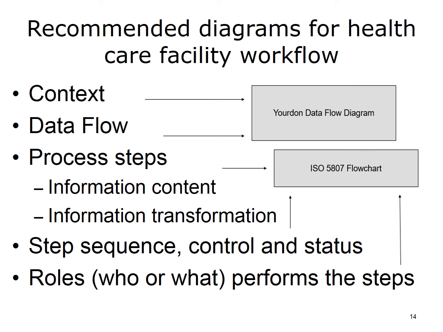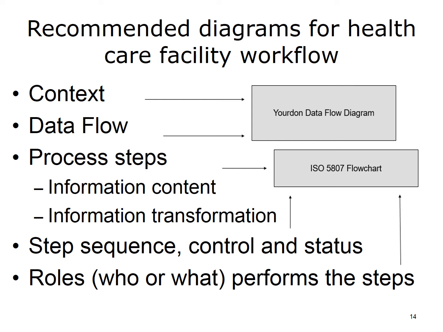Not all of the process aspects noted earlier are critical for the process improvement work covered here. For healthcare workflow process improvement, we recommend the following: Jordan Data Flow Diagrams or ISO 5807 flowcharts, process steps, step sequence, and other control diagrams, as well as roles performing the steps. Jordan Data Flow Diagrams and ISO 5807 flowcharts are covered in Unit 3. We recommend that you review these two sections carefully.